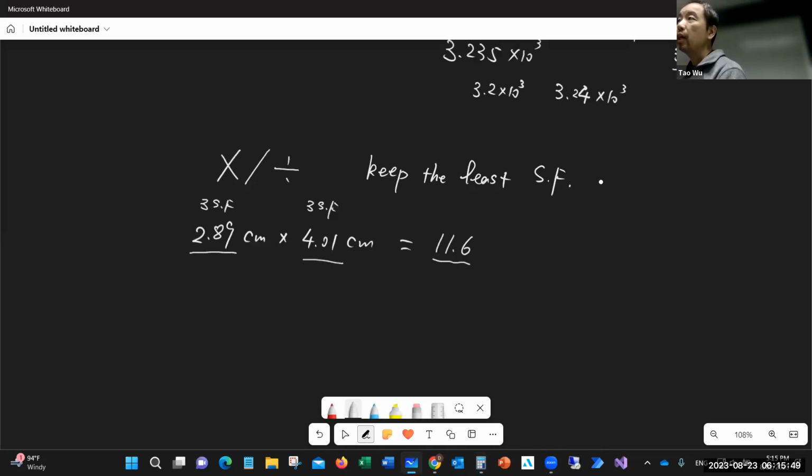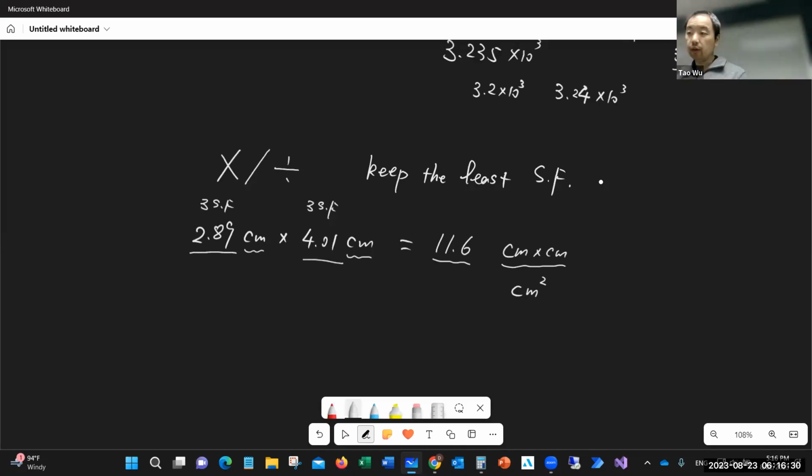But again, this is chemistry. So whenever we calculate a number, we always have a unit. The unit can also do the calculations. This is a multiplication, so the unit will be involved. Generally the unit is just centimeter times centimeter, which is why we call it centimeter squared. So 2.89 centimeter times 4.01 centimeter is 11.6 centimeter squared.